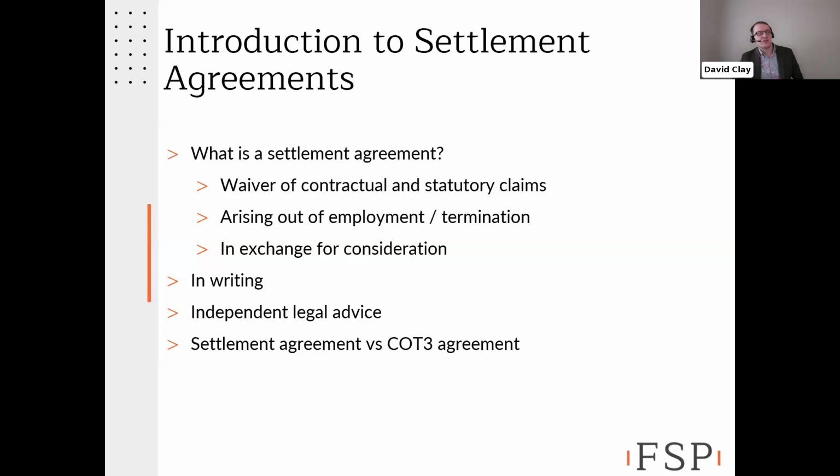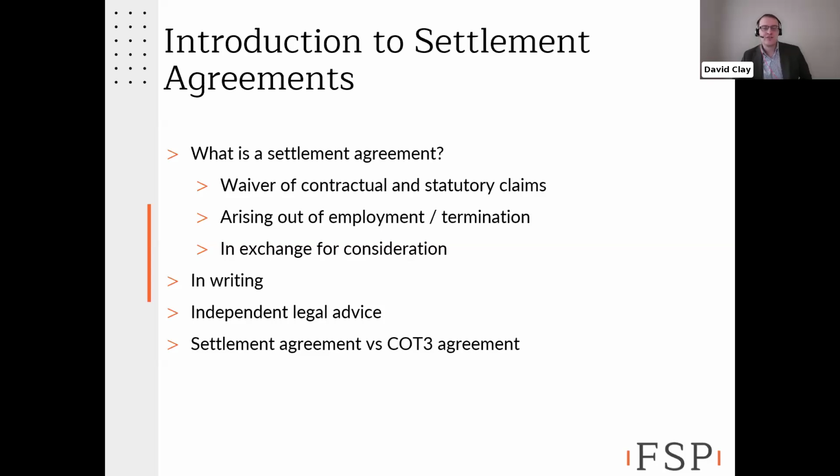Some of the advantages of using a COT3 are that, as distinct from the settlement agreement where there must be independent legal advice, with a COT3 agreement, you don't actually have to take independent legal advice as an employee. The employee may choose to do so anyway, but it's not a statutory requirement in the same way that it is for a settlement agreement. So that's one advantage of the COT3.